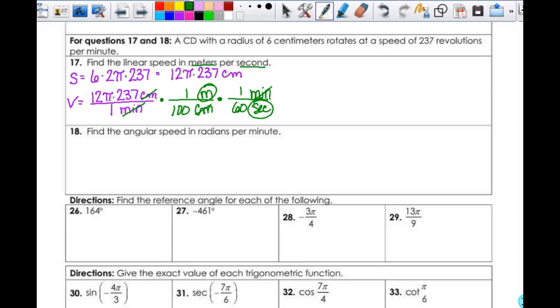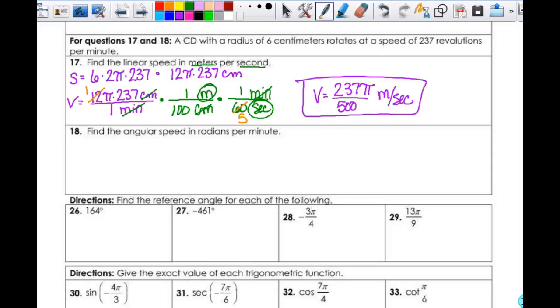All right, so when I try and simplify this, 12 goes into 60 5 times. That's nice. All right, so 237, not divisible by 5, not divisible by 2, and really in that 100, what we have is 10s and 5s and 2s, so I can't reduce any more at all, and I end up with my velocity being 237 pi over 5 times 100 is 500, and then this is meters per second.